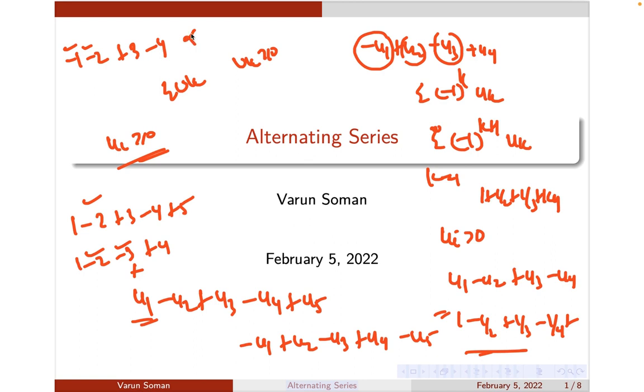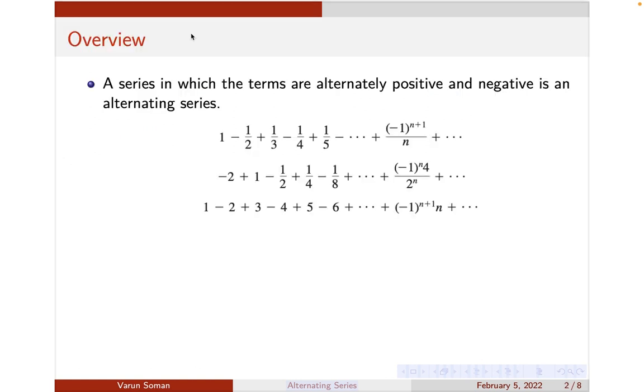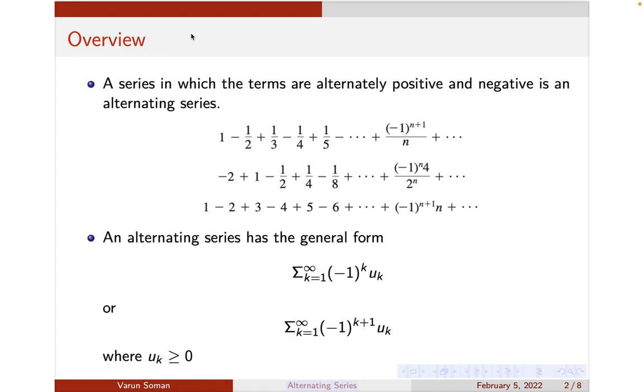So in this session we will discuss when this alternating series will be convergent, when the alternating series can be convergent. Here are some examples of alternating series. There is only one test regarding this alternating series. It was devised by Leibniz, and it's a very simple test. Suppose this is the general form of the alternating series.